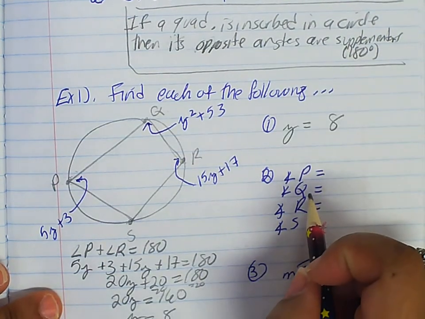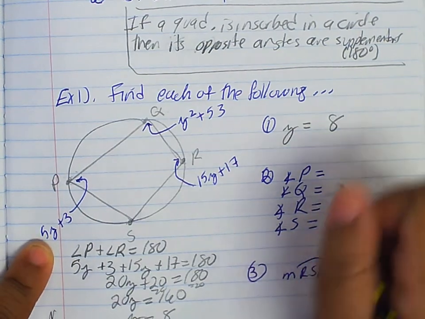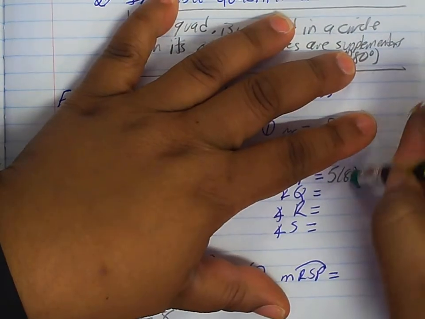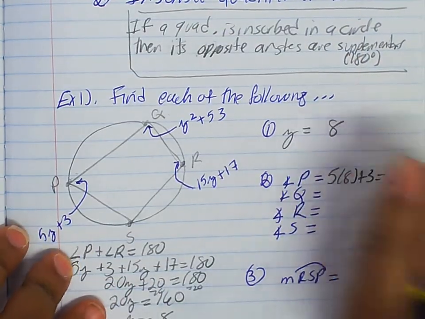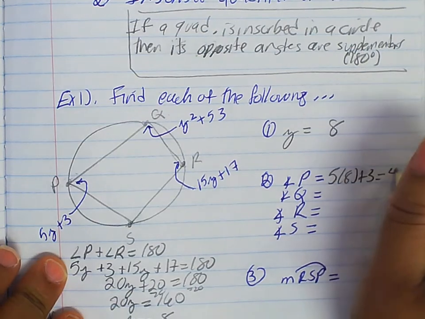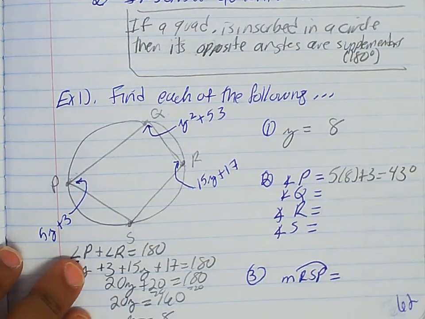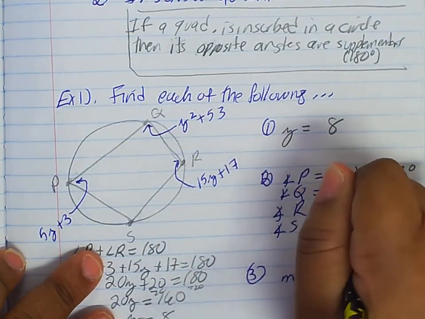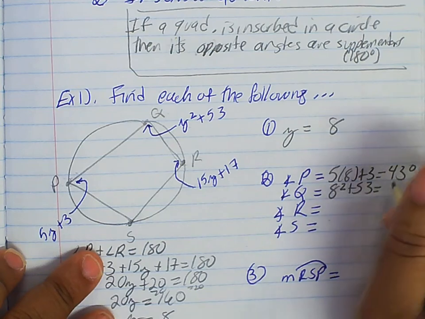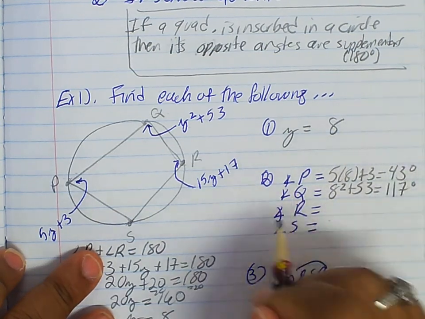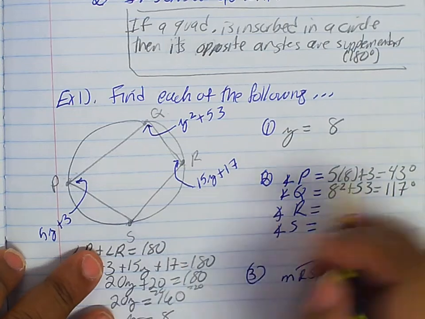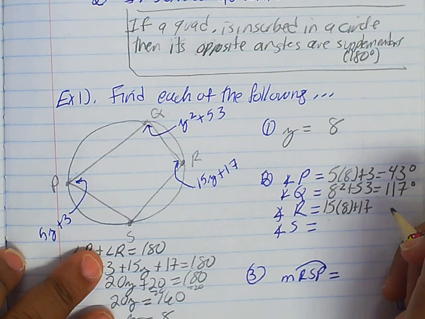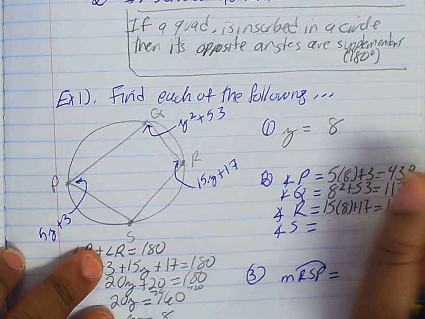If I wanted to find angle P, I could just take this expression and plug in the 8 where the y is, plus 3. You can either do it in your head or use your calculator. It turns out to be 43 degrees. Then I keep doing that with the other ones. For Q, where the y is, I plug in the 8, so it'll be 8 squared plus 53, and that turns out to be 117. To get angle R, I do the same thing: 15 times 8 plus 17. Put that in the calculator, and that turns out to be 137.